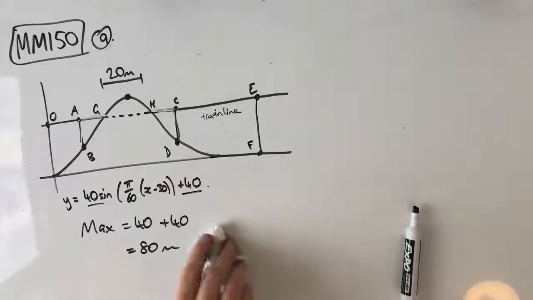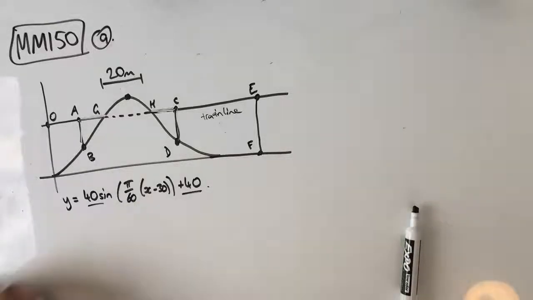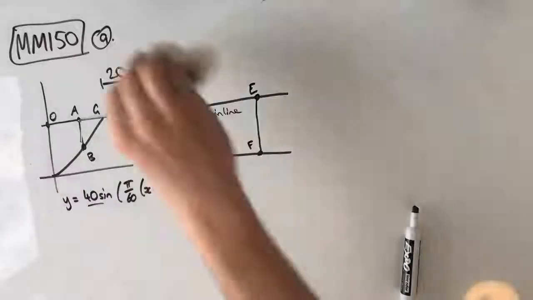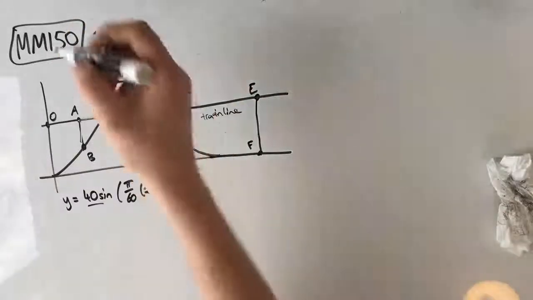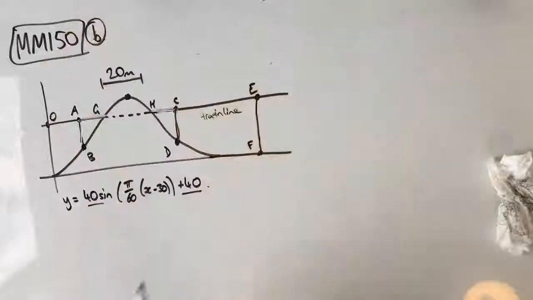Should be pretty straightforward for that one. Please let me know if you have any issues with it, as always, in the comments below. But for now, let's just move on to part B. So, part B, what is the length of bridge support EF?